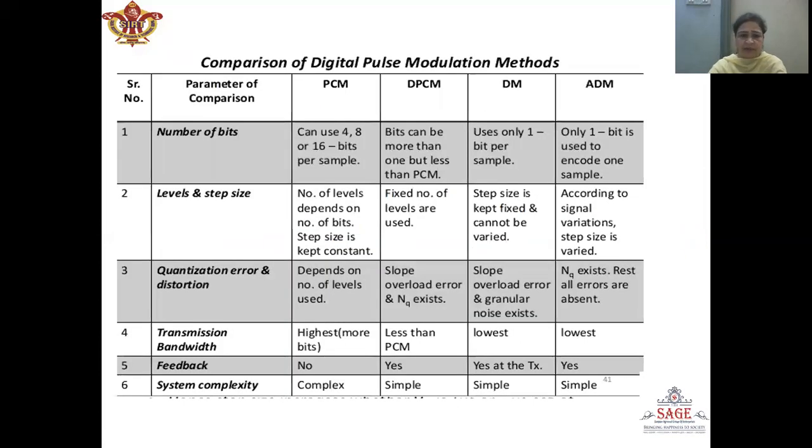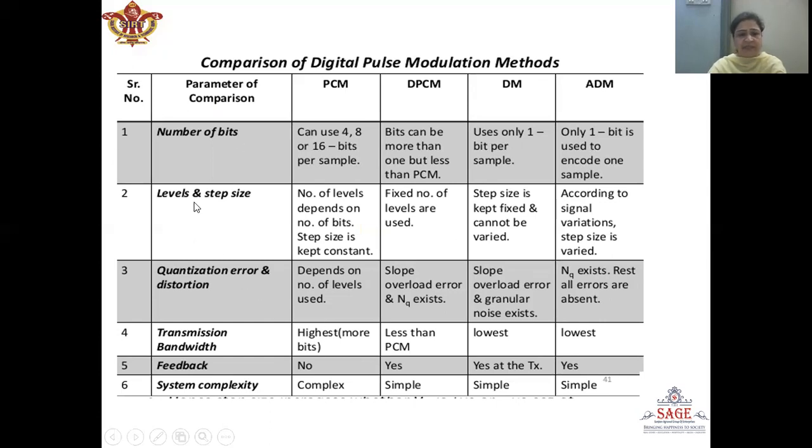Here we can see a comparison of digital pulse modulation methods. First, we have pulse code modulation, then differential pulse code modulation, delta modulation, and adaptive delta modulation. All these analog to digital conversion methods have been discussed previously in my lectures. Now, the first parameter of comparison is the number of bits. In PCM, we can use 4, 8, or 16 bits per sample. In DPCM, bits will be fewer than PCM. Whereas delta modulation uses only 1 bit per sample, and the same in adaptive delta modulation, only 1 bit will be used to encode one sample.